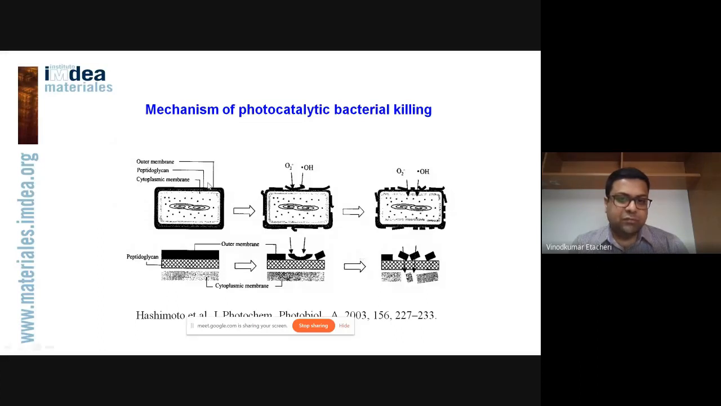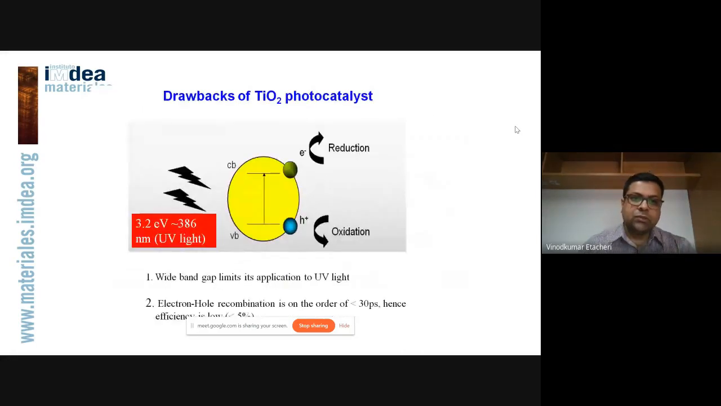This is a very important application that can be used in hospitals and other places for antibacterial and antiviral applications. So TiO2 is a very interesting photocatalyst, widely used, but it has drawbacks.